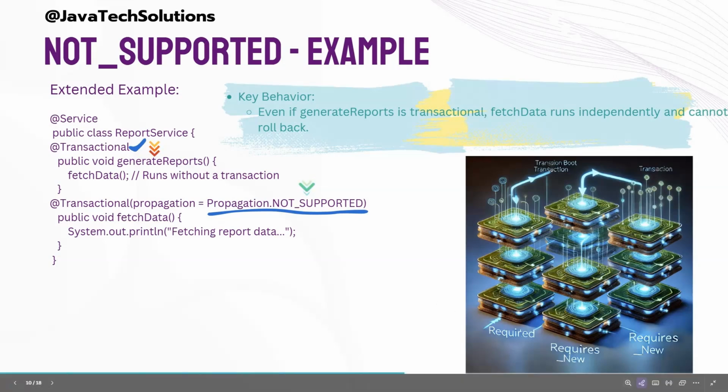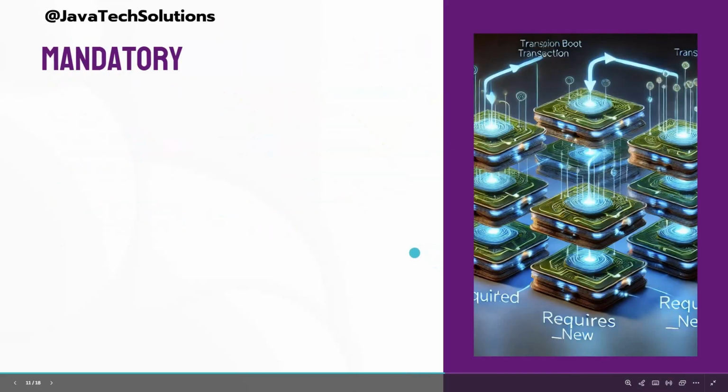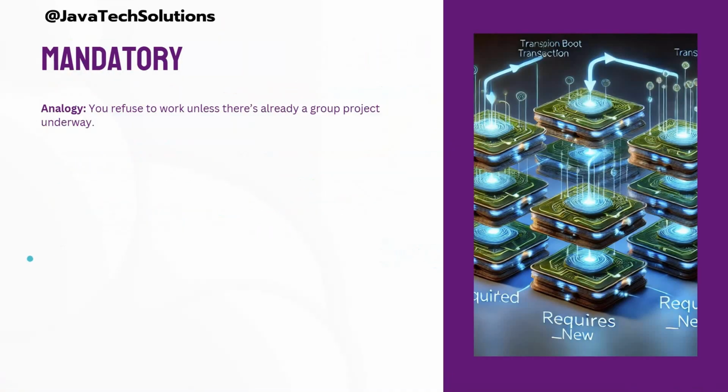Now we will talk about another type, that is MANDATORY. This transaction propagation type in Spring enforces the presence of an active transaction. A method annotated with MANDATORY will throw an exception if no existing transaction is found at runtime. Means if we try to execute this without any transaction, it will throw an exception at runtime. It doesn't create a new transaction under any circumstance.